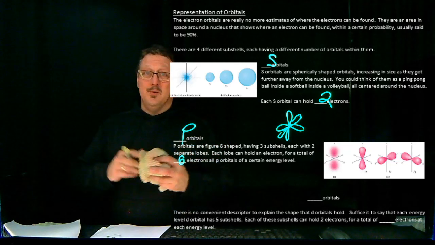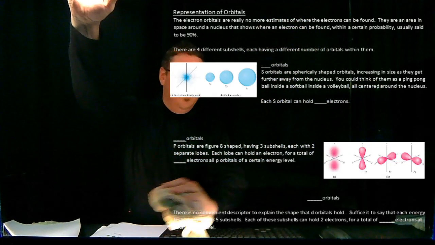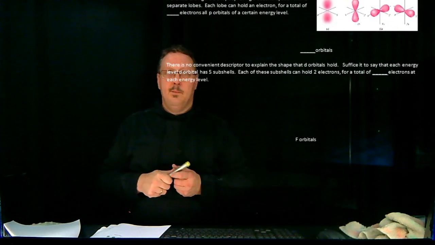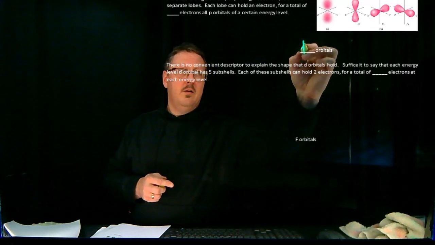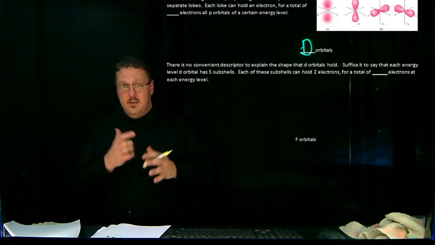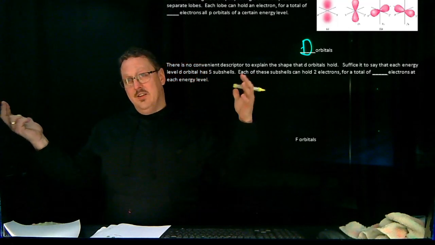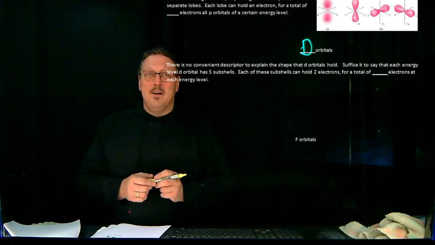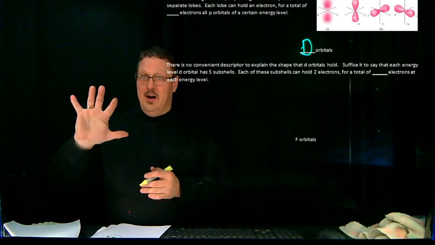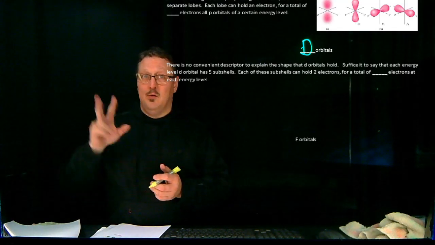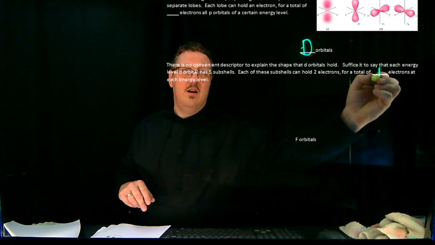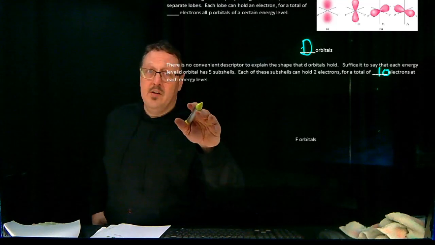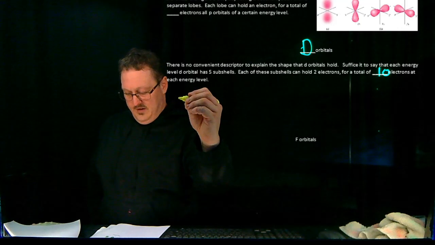Now, the next ones we're going to talk about are the d orbitals. And unfortunately, my lovely drawing that I had for you disappeared. It got eaten. Okay, so they're the d orbitals. Now, there is no convenient way to describe d orbitals. I'll try and draw a really awesome sketch. You can laugh, and that's fine. But each energy level d orbital has got 5 subshells in it. Each of those 5 subshells can hold 2 electrons for a total of 10 electrons held inside each of the energy level d orbitals.